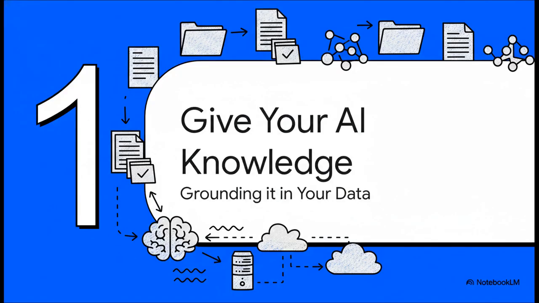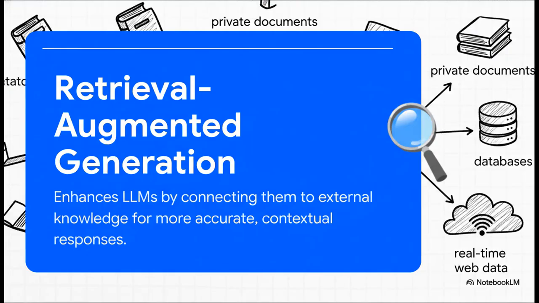All right, first things first, step one. A generic AI knows a ton about the world in general, right? It's read the whole internet, but it knows absolutely nothing about your world. I'm talking about your specific documents, your data, your business. So our first job is to ground it in your reality. And this is where a little acronym called RAG comes into play.